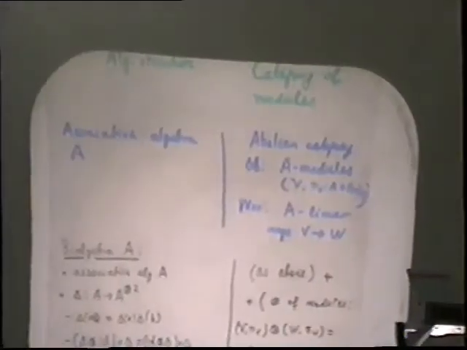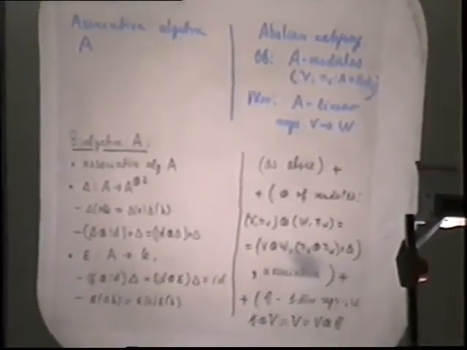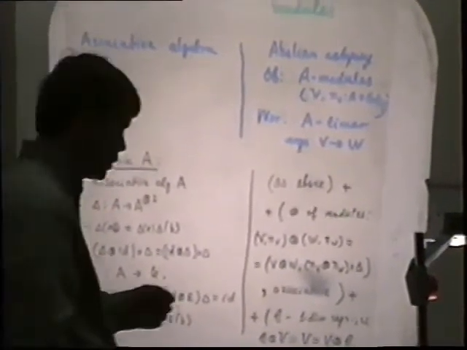So linear maps that commute with the action of A. Now, that only has the structure of an abelian category. That's the only structure it has. You can add maps. Now, a bialgebra has more structure.